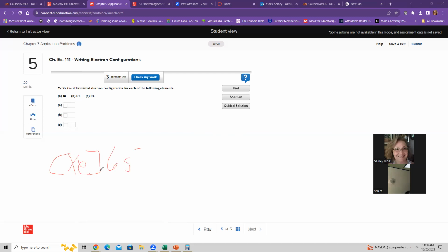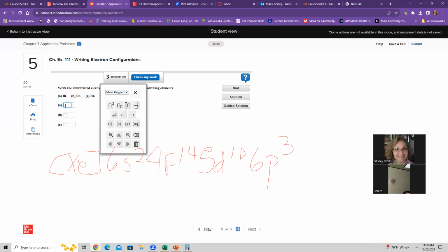6s2, 4f14, 5d10, and 6p3. There you go. That's the abbreviated electron configuration that you have to write here. To write it, you're going to have to click and put brackets. Bracket, xenon, close the bracket. Then it's going to be 6.